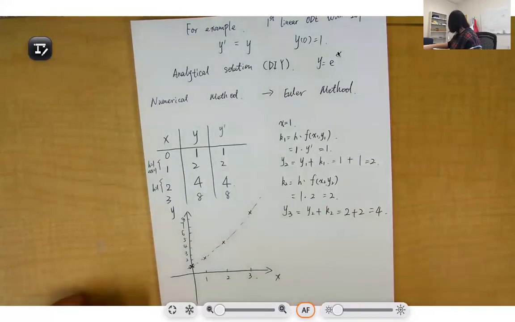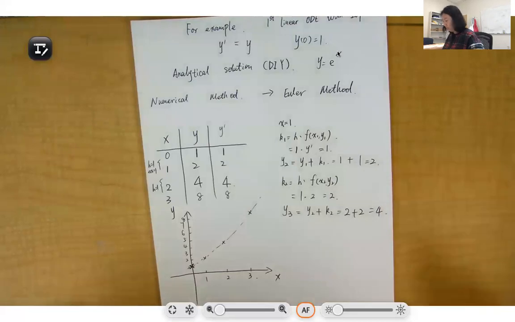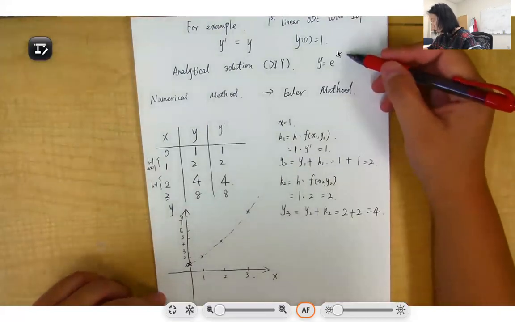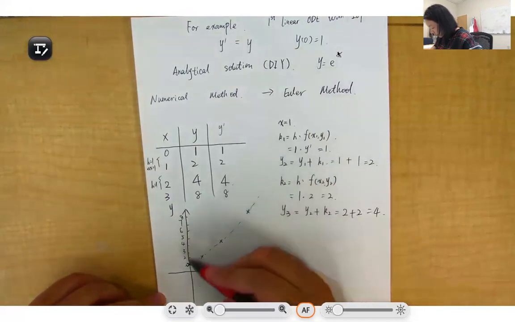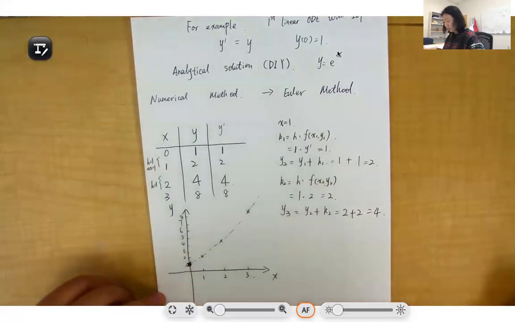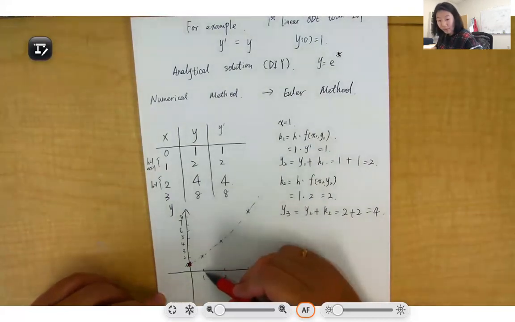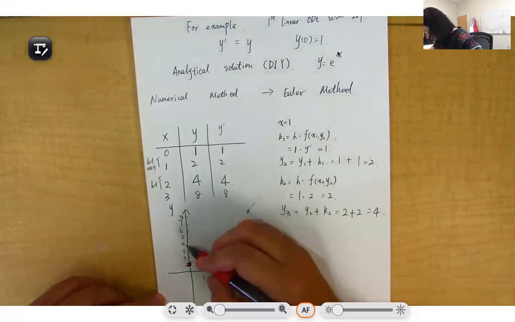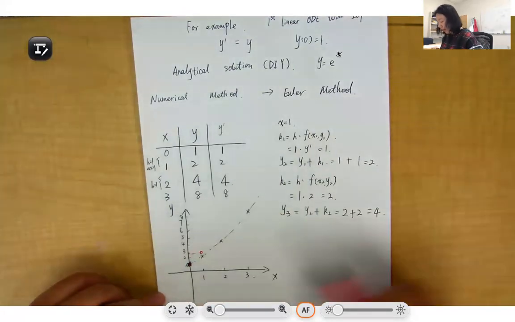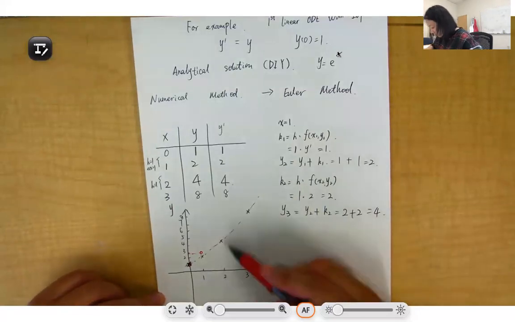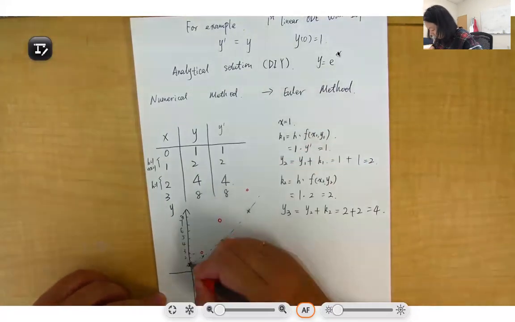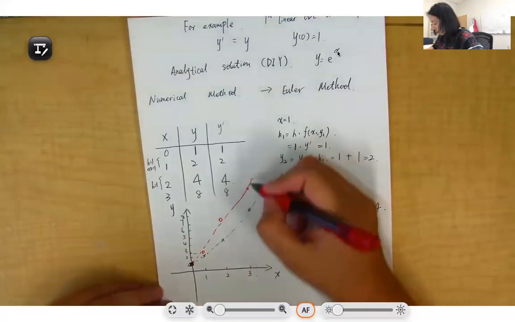And what is our real number? Let's use a different color. The real solution is y equals e to the x, with the same initial value problem. When x equals 1, e to the 1 will be 2.78, so nearly 3 here. And when x equals 2, that will be nearly 7, so here. And when x equals 3, e to the third will be even higher, like 20 something, I think. Then this is our real solution, y equals e to the x.